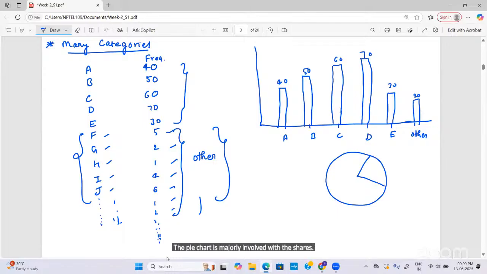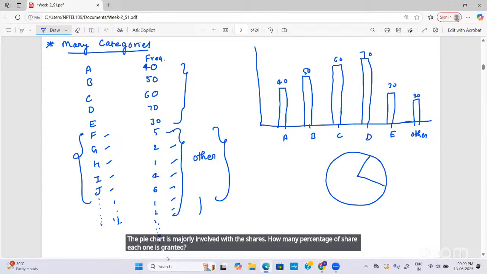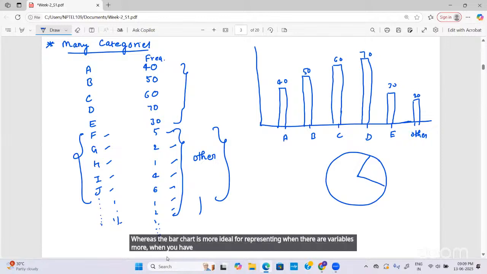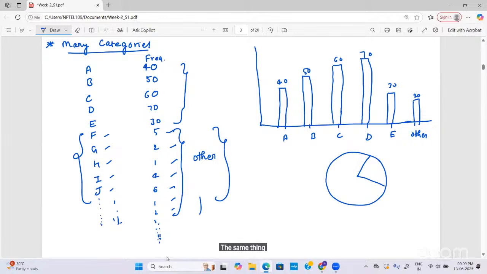The pie chart is majorly involved with the shares: how many percentage of share each one has got. Whereas the bar chart is more ideal for representing when there are more variables, when you have multiple things and put them together. In a bar chart you don't have the percentage represented, whereas in a pie chart it is the percentage that is represented.